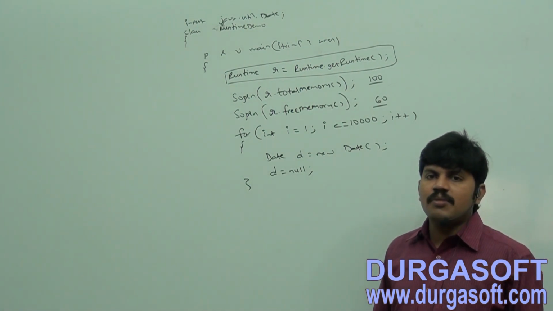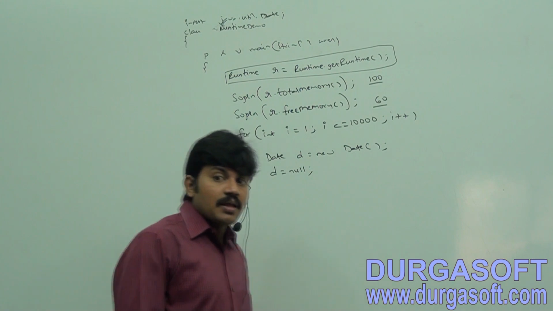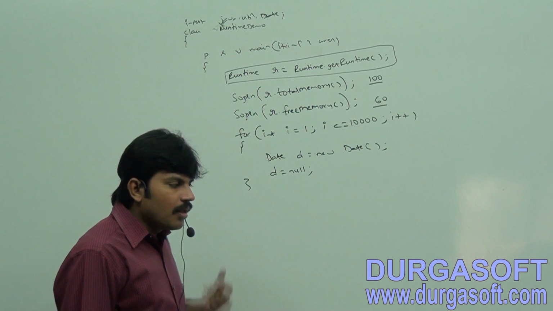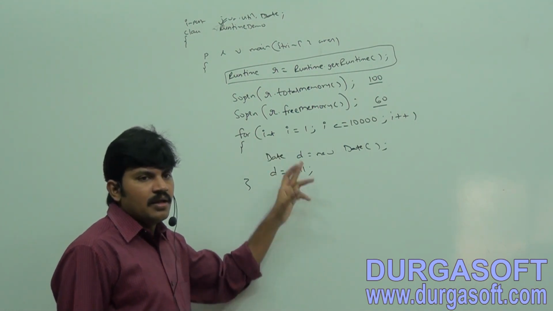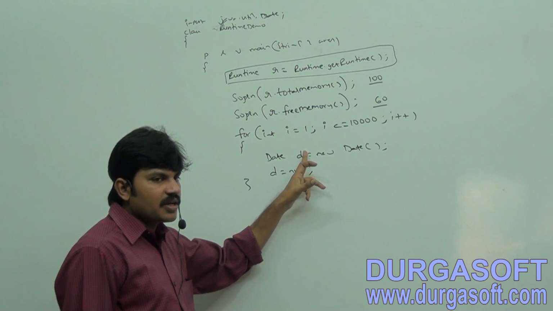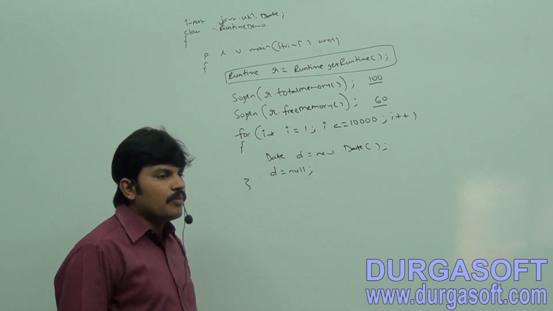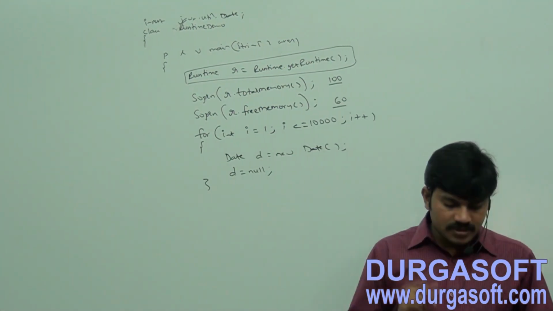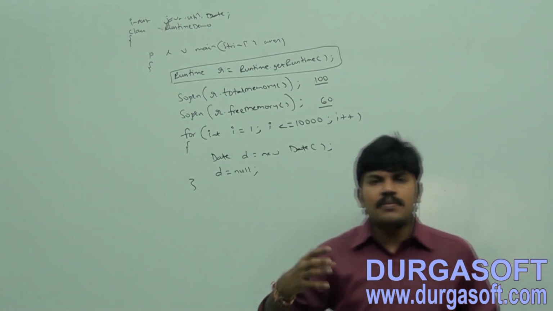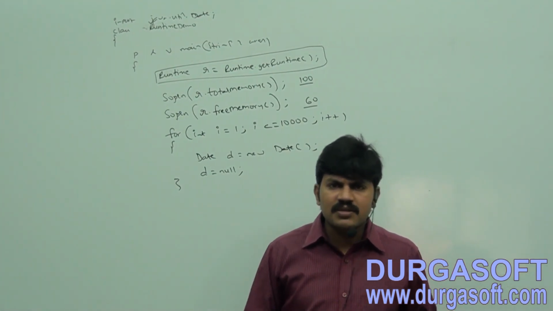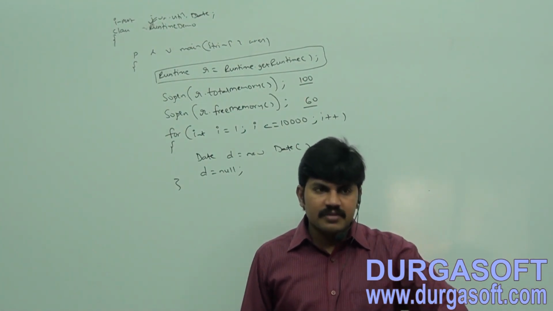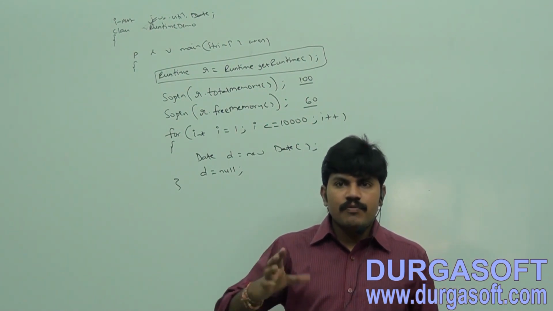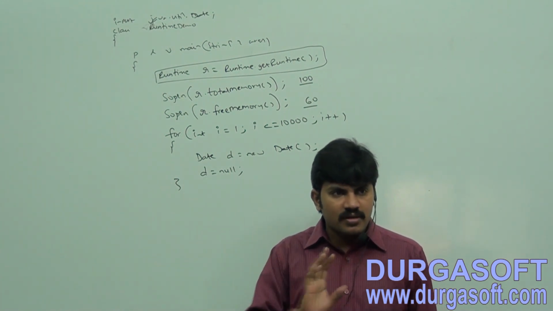Can you tell how many Date objects got created in total? 10,000 objects got created. In that, how many objects are eligible for GC? 10,000, with d = null. So create an object, make it eligible for GC. For 10,000 objects eligible for GC, the JVM may or may not run the garbage collector. If a memory problem is there, the JVM runs GC. If no memory problem is there, the JVM won't run the garbage collector.